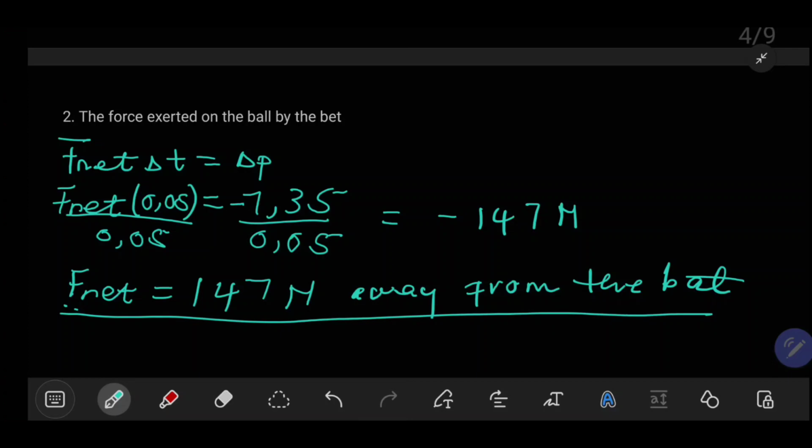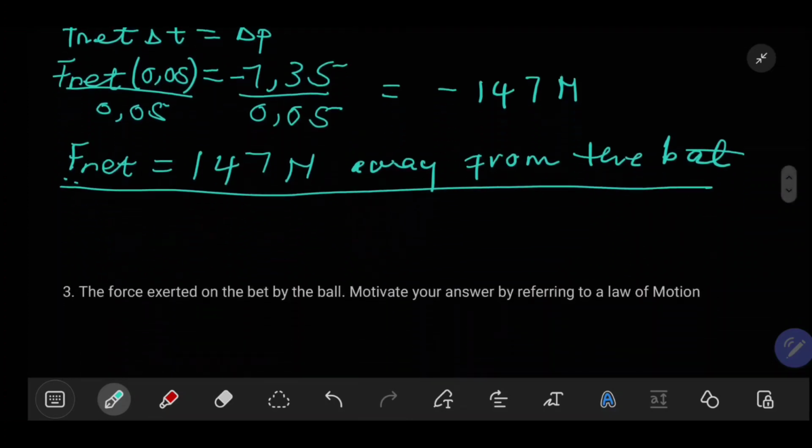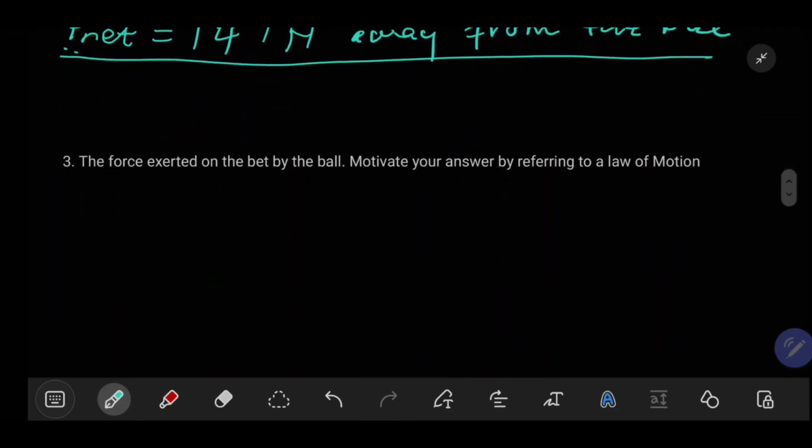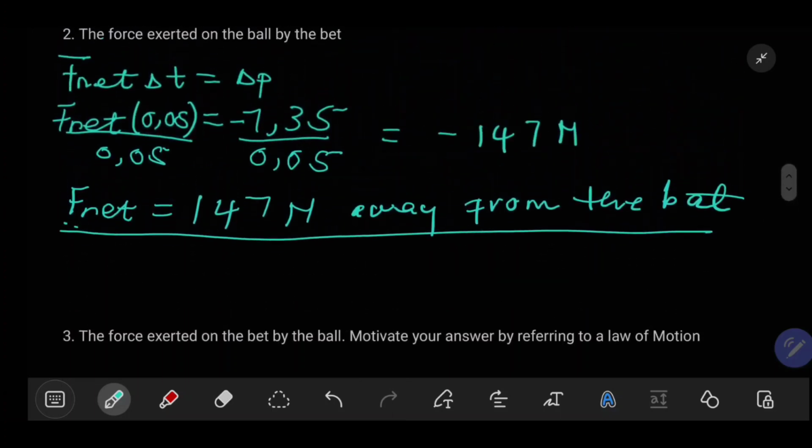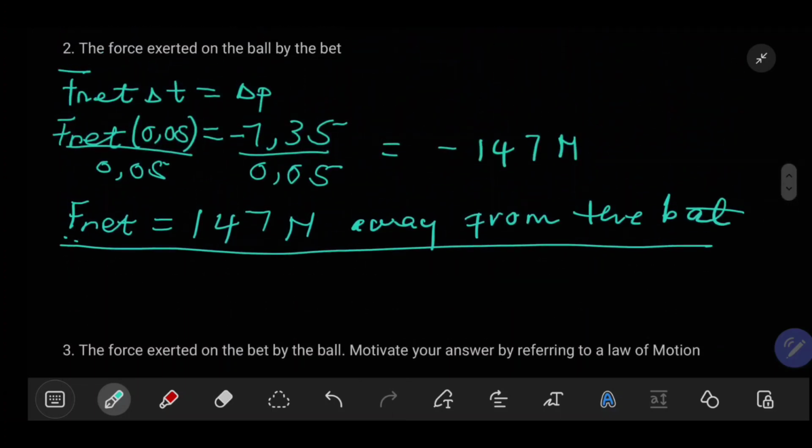I hope it makes sense. Okay, so let's check on the last question here. The last question says calculate the force exerted on the bat by the ball. And then you should motivate your answer by referring to what? To a law of motion. So remember, the force exerted on the ball by the bat is 147.